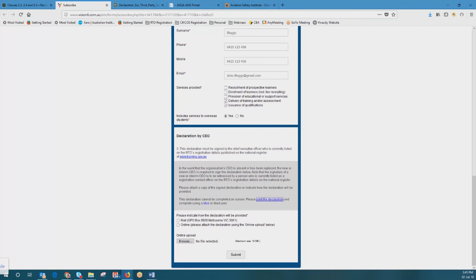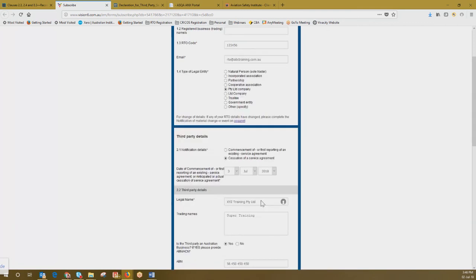So that would be an auspicing or a partnering arrangement where they're delivering training and assessment under your scope of registration. So it's only in those situations that you'd need to notify ASQA. So if you are contracting a trainer where they're also recruiting students on your behalf, then yes, you would need to notify ASQA of that third party arrangement.